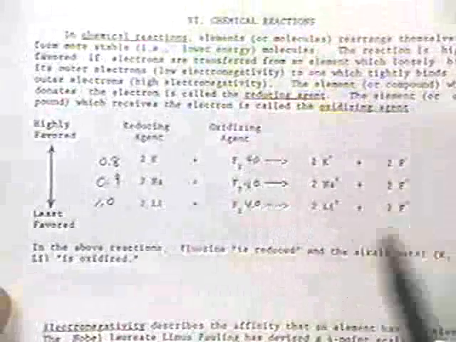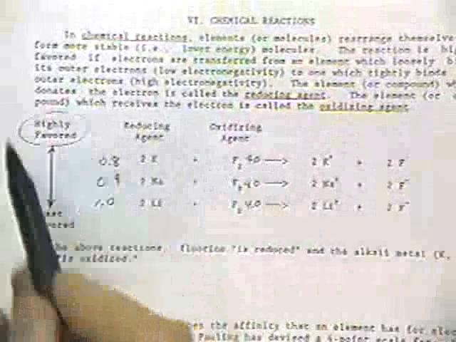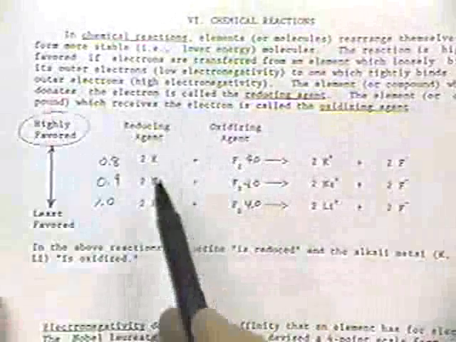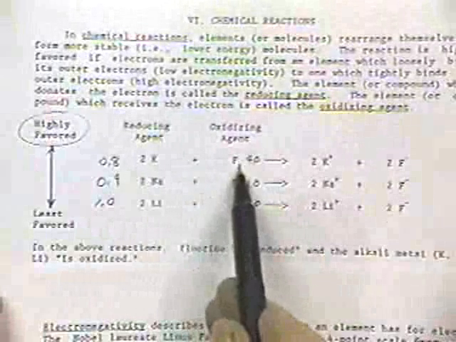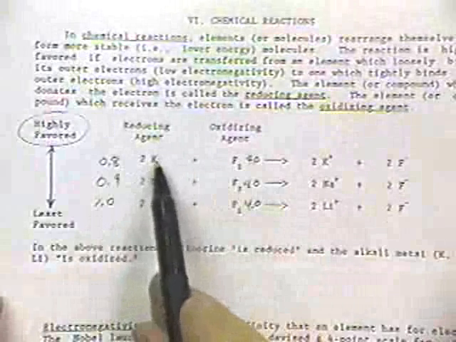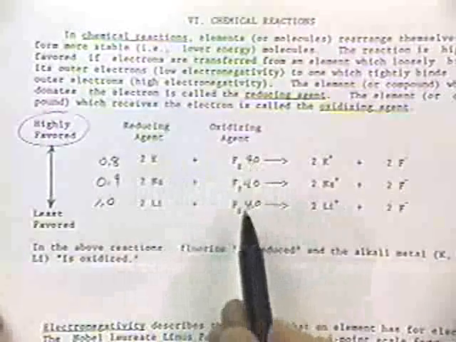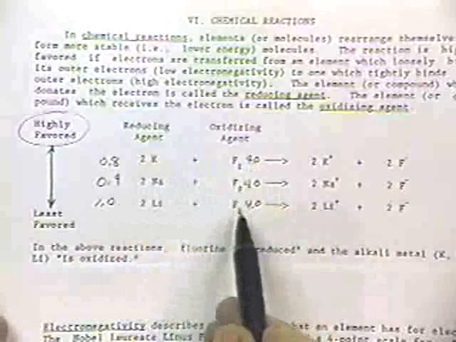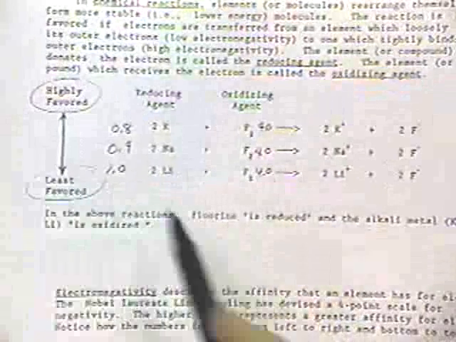Now, my point is that the bigger the difference between the electronegativity, the more highly favored the reaction. You can think of this as being a very energetic reaction, that fluorine really wants that electron. It takes it away from the potassium, and an awful lot of energy is released in the process. Now, in this case with lithium, lithium is a little bit better at hanging on to its electron, so when fluorine takes it away, it wasn't quite as favored as the potassium reaction.